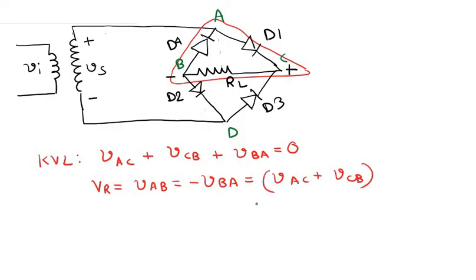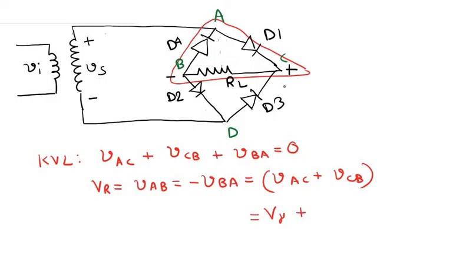Now what is VAC and VCB? Consider the positive part of the cycle for Vs. In that case, this diode D1 is forward biased, so the voltage drop across D1 is V gamma. So VAC is VA minus VC, which is equal to V gamma. And what is this quantity VCB? VCB is the voltage drop across the resistor RL.